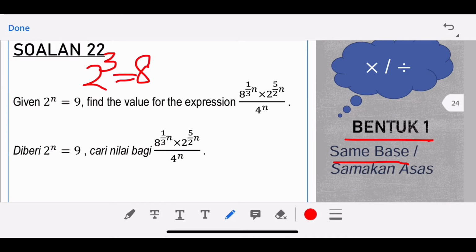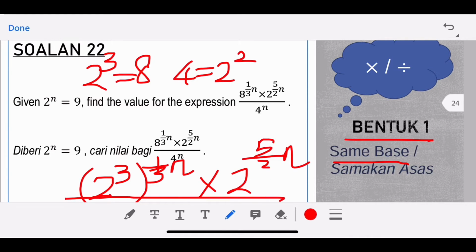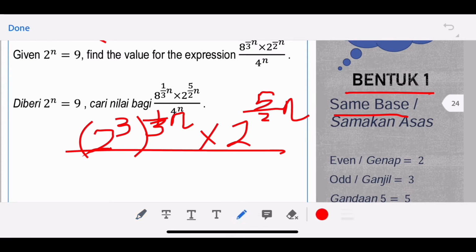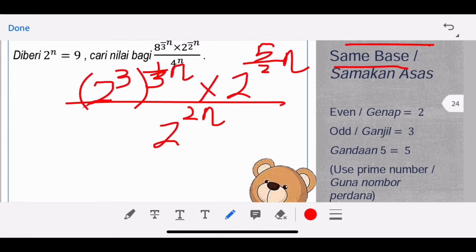Alright, for this question, firstly we will convert the 8 into 2 power 3 and then 4 equal to 2 power 2. Right, then we will write 2 power 3 and then the index is 1 over 3n times 2, 5 over 2n, and then we divide by 2 power 2n because the 4 is 2 power 2, right? And then we will just simplify. Before we use 2 power n equal to 9, we need to simplify.